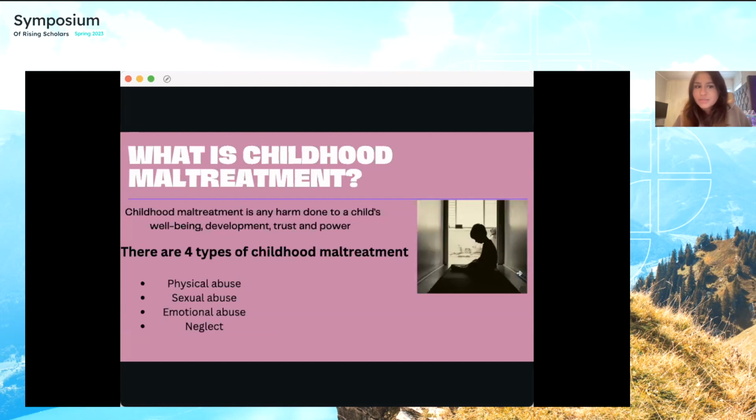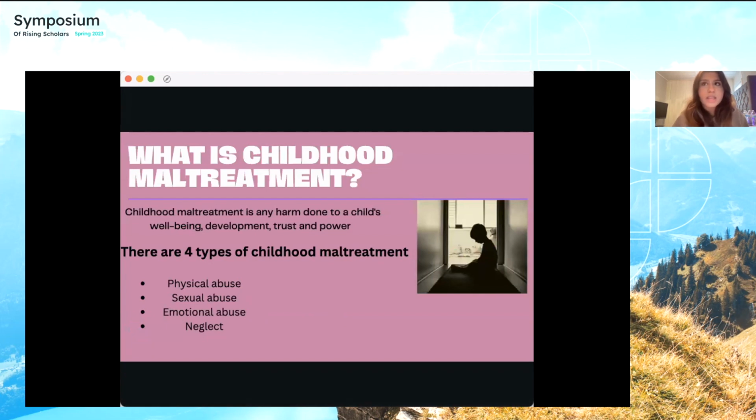So what is childhood maltreatment? Childhood maltreatment is any harm done to a child's well-being, development, trust, and power. There are four types of childhood maltreatment: physical abuse, sexual abuse, emotional abuse, and neglect.